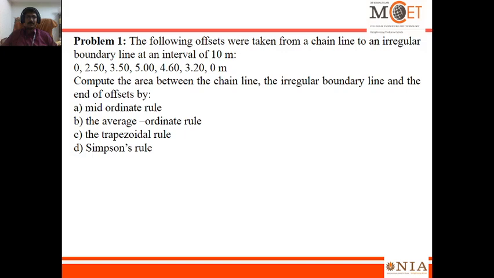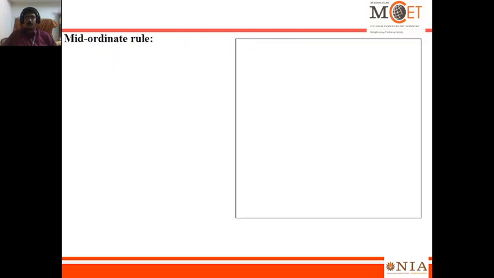The following offsets were taken from a chain line to an irregular boundary line at an interval of 10 meter, that is, common interval D is equal to 10 meter, and the offset ordinate values are 0, 2.5, 3.5, 5, 4.6, 3.2, 0. Compute the area between the chain line, the irregular boundary line, and the ends of the offset by mid ordinate, average ordinate, trapezoidal, Simpson. We will solve one by one.